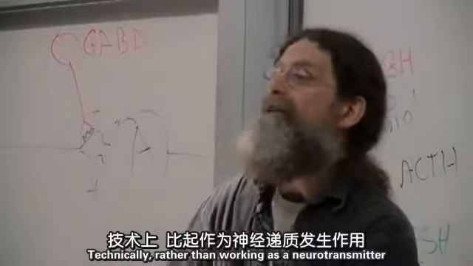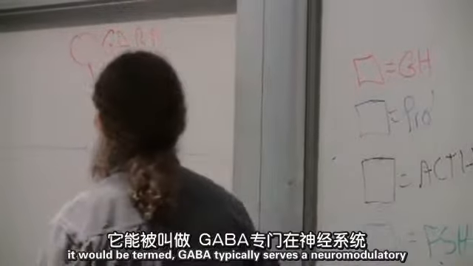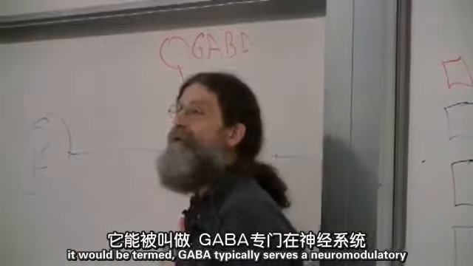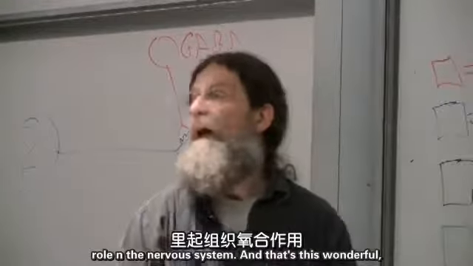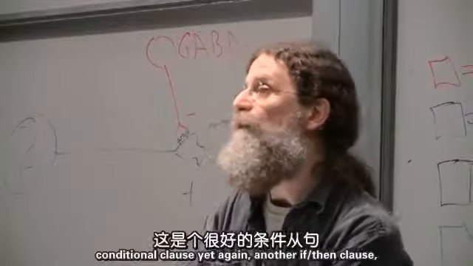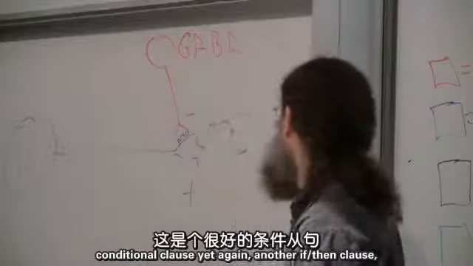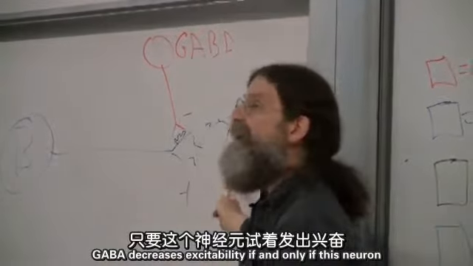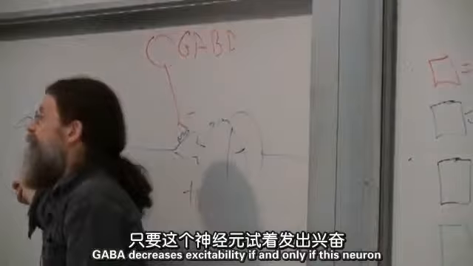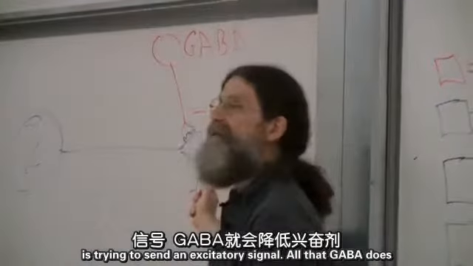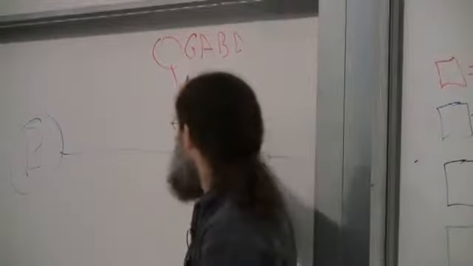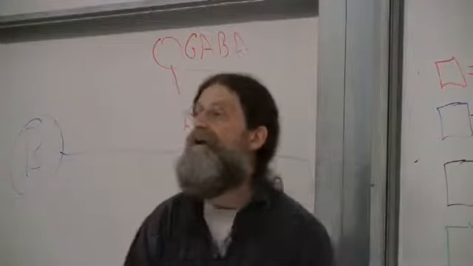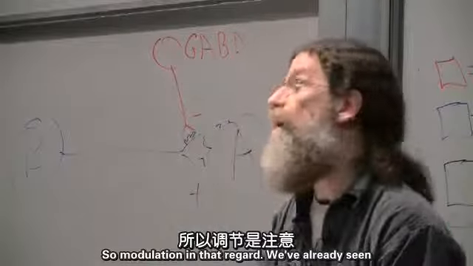Technically, rather than working as a neurotransmitter, GABA typically serves a neuromodulatory role in the nervous system. And that's this wonderful conditional clause, yet again, yet another if-then clause. GABA decreases excitability if and only if this neuron is trying to send an excitatory signal. All that GABA does is snuff out an excitatory signal coming down here. So, modulation in that regard.